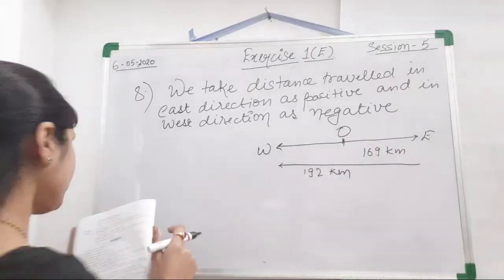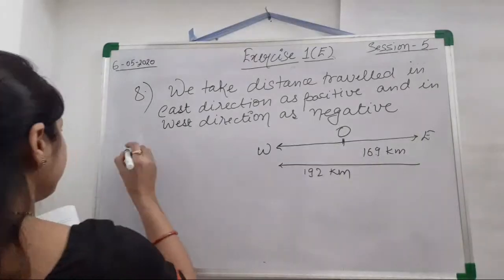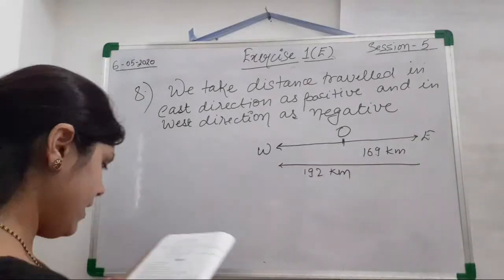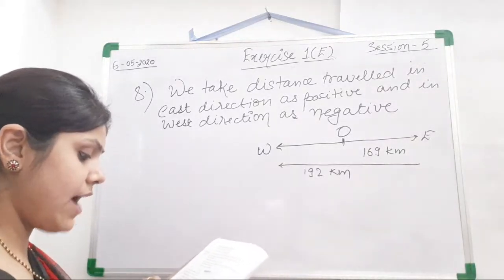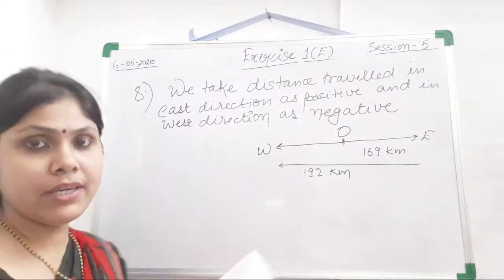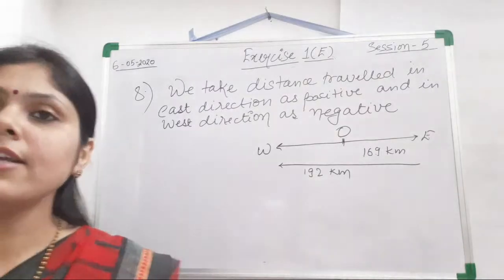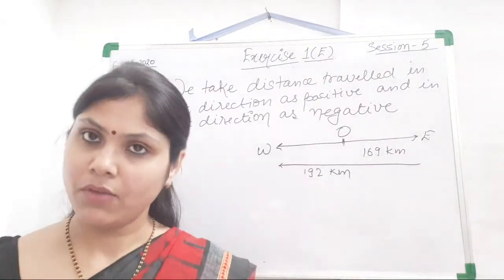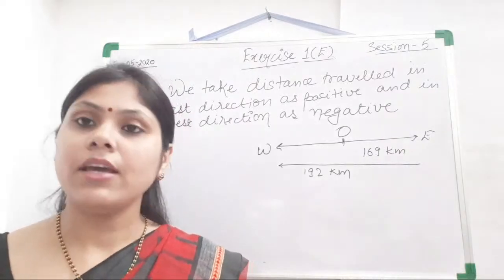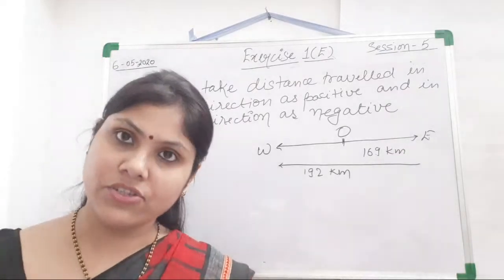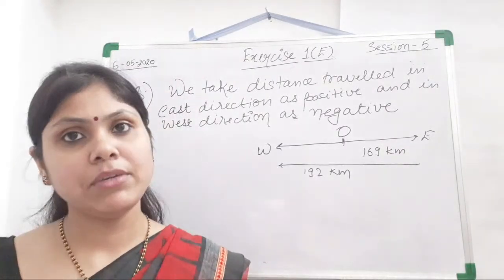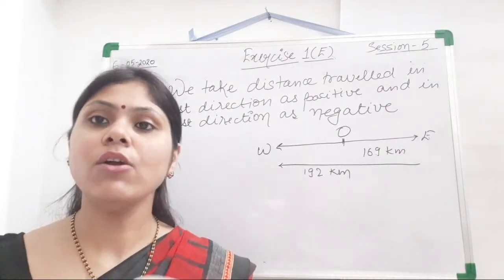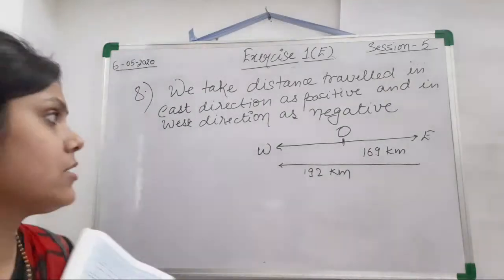Then the question is, how far is he from his home finally and in which direction? It means if your answer comes positive, fine, then he is in the east direction. If it comes negative, that means he is in the west direction. Let us do this question.